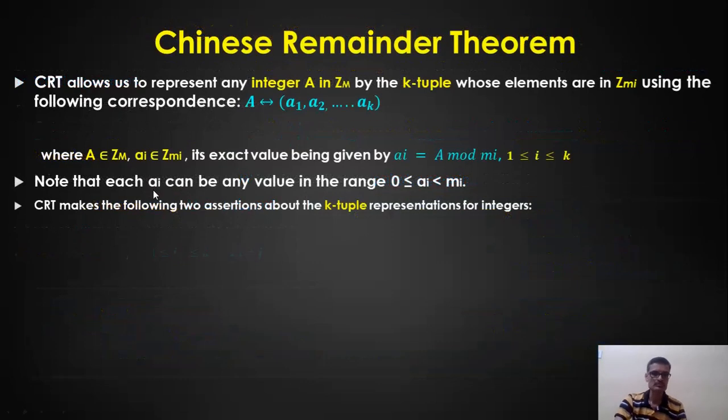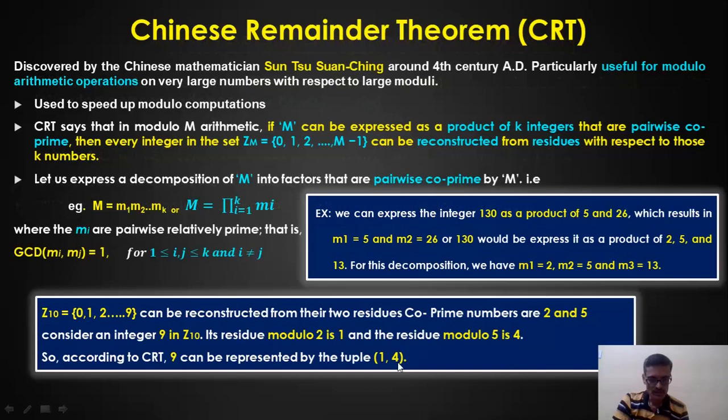Now, see, as I told earlier, by using the tuple, like say 1 and 4, let us say this is A1 and this is A2. Okay, that 9 is represented as a tuple with A1 equal to 1, A2 equal to 4. So from this 1 and 4, I can convert back into the number 9. Okay, how to do that, I'll tell you now.